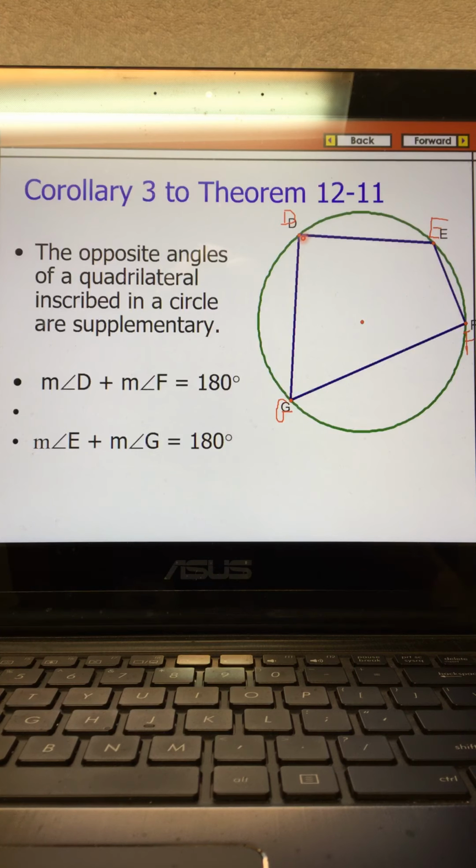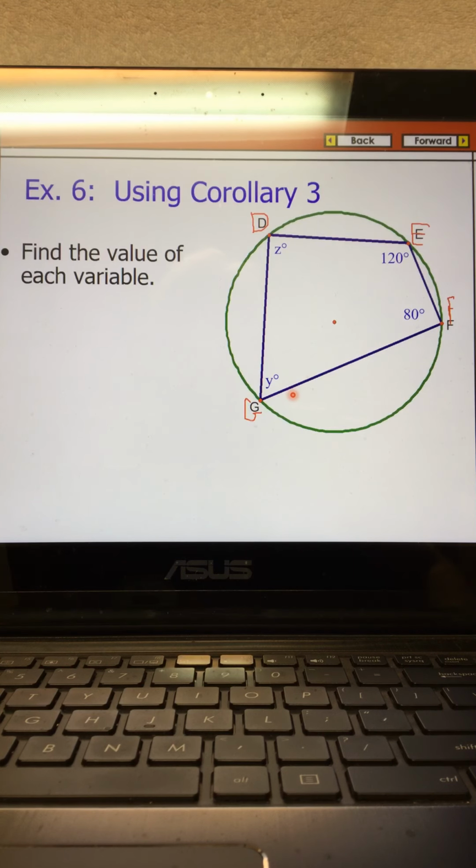So all we can do about supplementary is say angle D plus the measure of angle F is 180. Angle E is opposite angle G. So they would equal 180. Now only opposite angles have a relationship here in this situation. So let's see how we could use this.